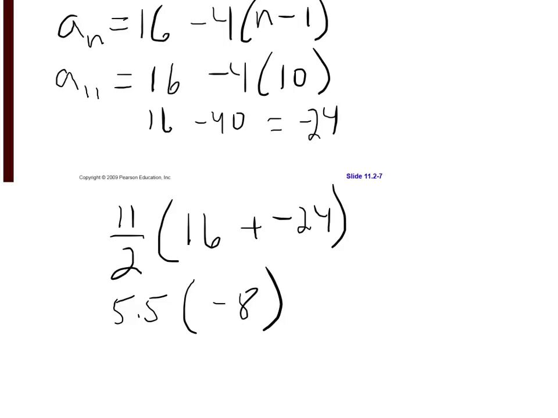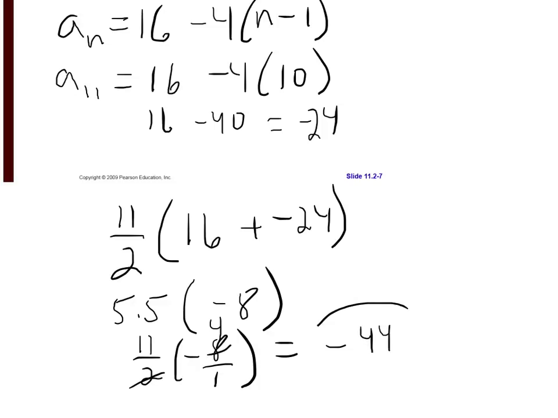So 5.5 is the same thing as 11 over 2. I guess I'm going to go back to a fraction, just because I don't have a calculator handy. I'm going to cross cancel. So the sum of those 11 terms would be negative 44.